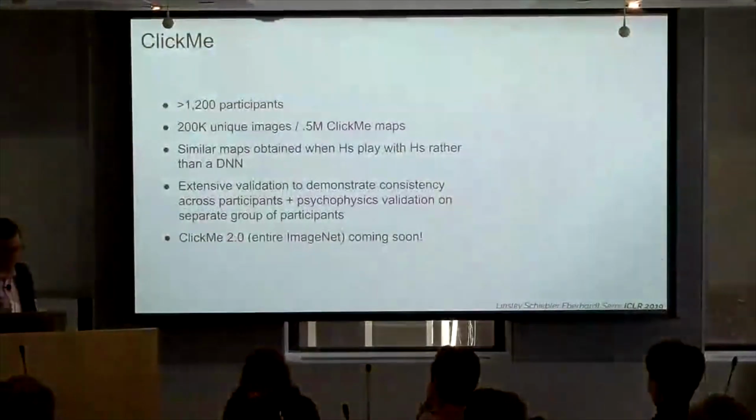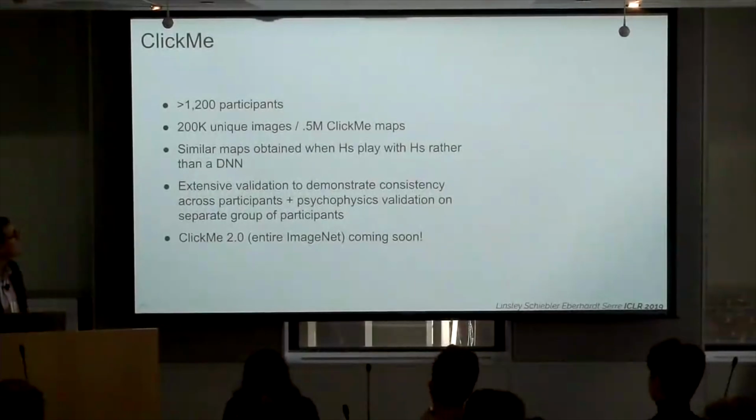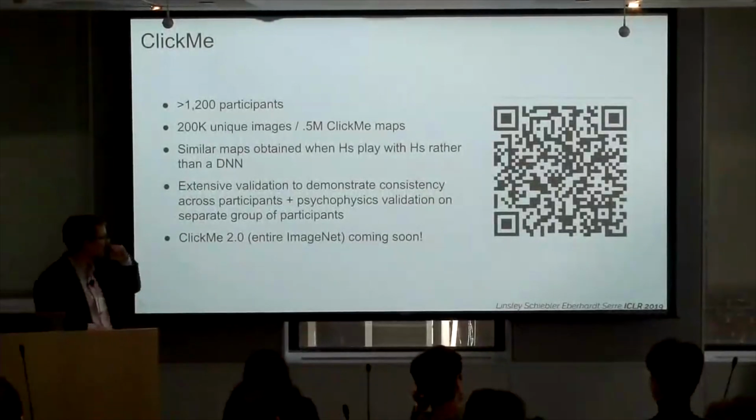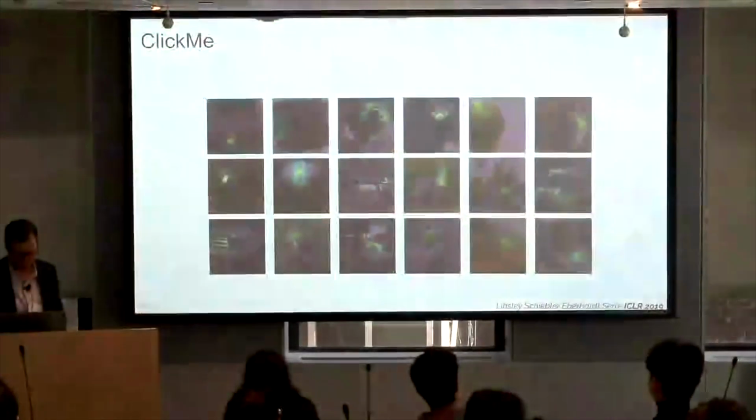The initial data set, we collected about 500,000 ClickMe maps. This was back in 2019. We were able to get 200,000 maps averaging out across multiple subjects on part of the validation set of ImageNet. And then we are in the process of running an updated version where we're trying to collect all the click maps for the entire ImageNet. And if you want to play, here's a QR code, and I can give you a demo at the end.